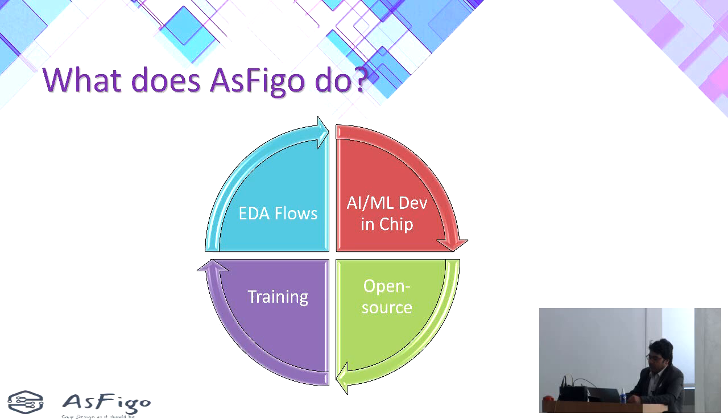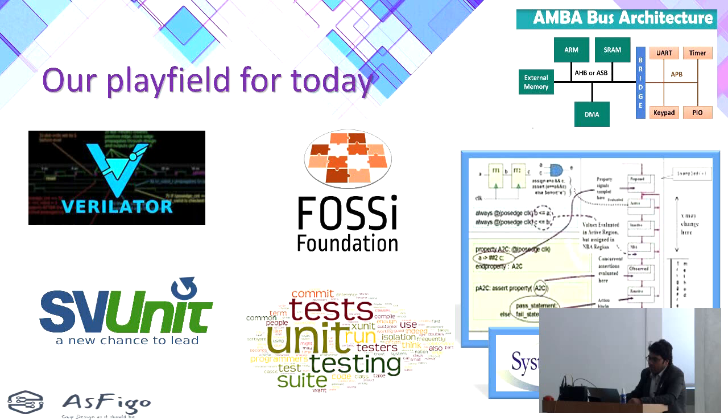Our playfield for today is Verilator, an important simulator, and this is almost 10x faster than the regular tools. Even I experienced that, with a little bit of hiccups there. We have SDF annotations and AMS based verification, AMS design compilation, but this is a perfect tool for the open source concern. And the SV unit framework has a fantastic contribution to this system.